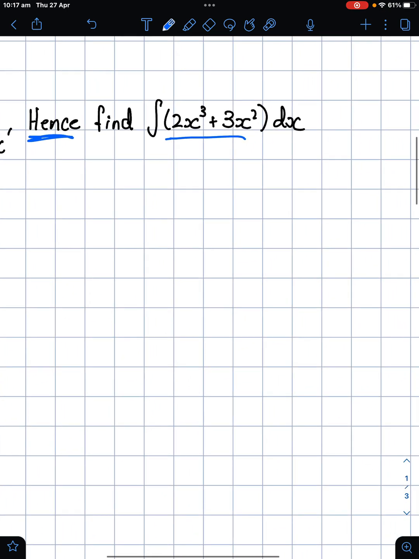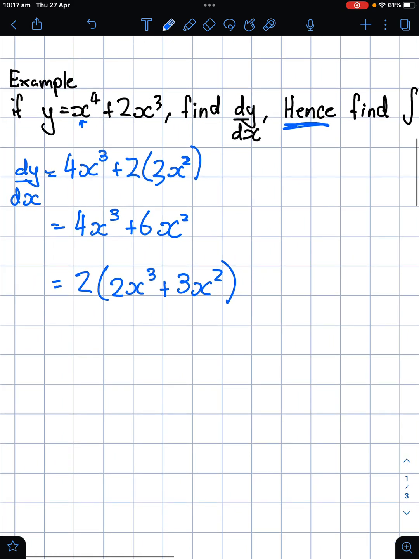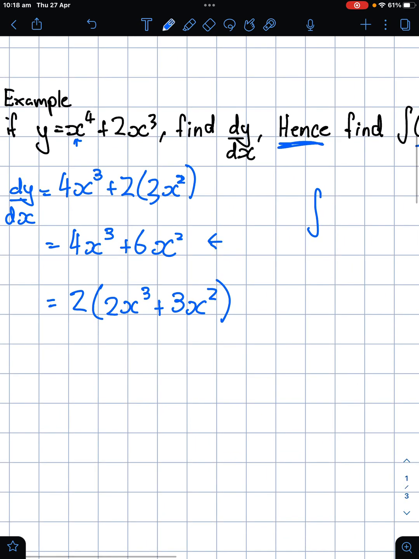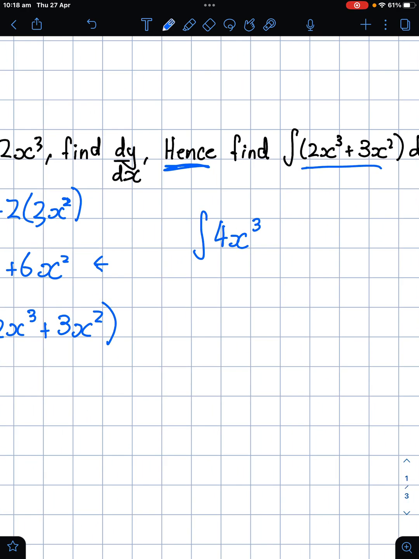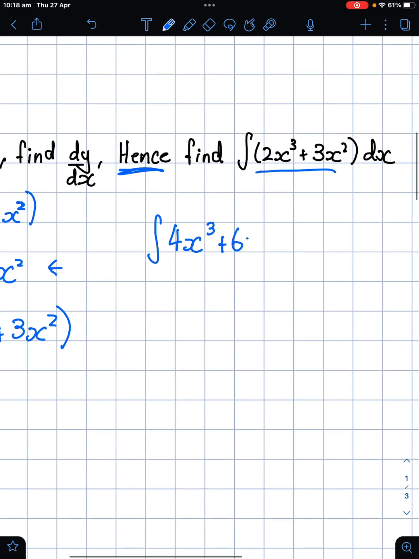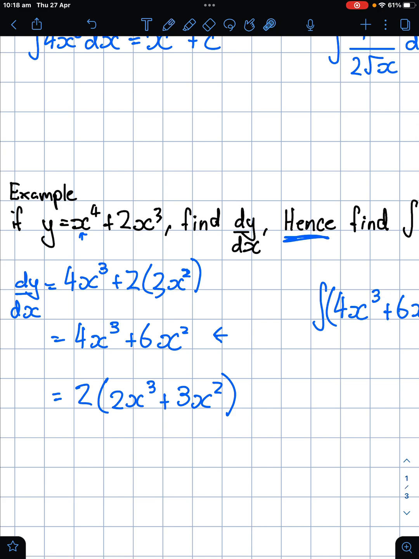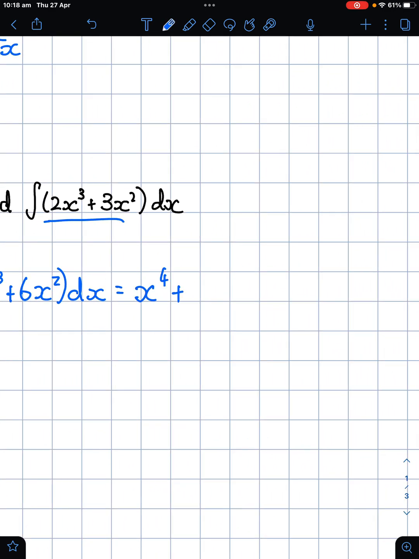Now, let's look at this integral here. This is the integral we're looking at. So let's just think about this, the integral of, I'm going to pick this one here. It's just simpler to start with. So we've got the integral here of 4x cubed plus 6x squared dx. And we know that this equals our original function here of x to the 4 plus 2x cubed. So we can actually put that on this other side here. So x to the 4 plus 2x cubed, and then just plus a constant there.